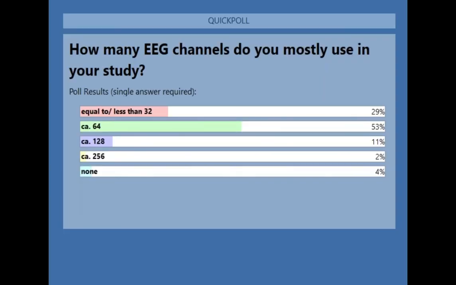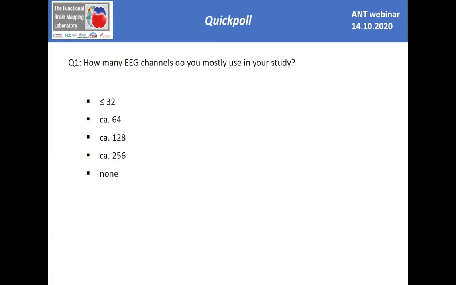Interestingly, the majority, 53%, voted for around 64 channel EEG system, then 32 channel or less, then 11%, 128, 2%, 256, and 4% none. Yeah, that makes sense to me. So that's also the most common number that is usually used. It's perfectly fine. There is no right answer, of course. It depends on your research question, as I said before.